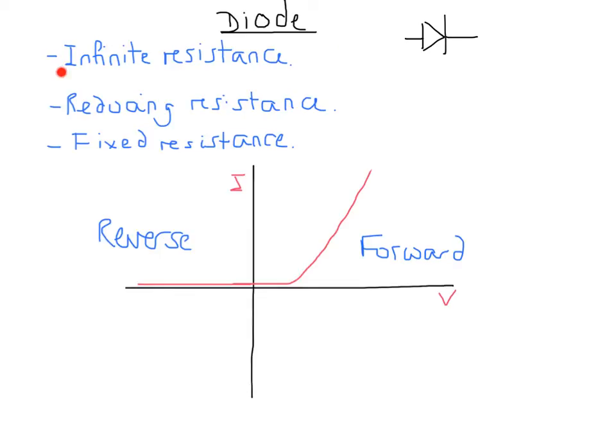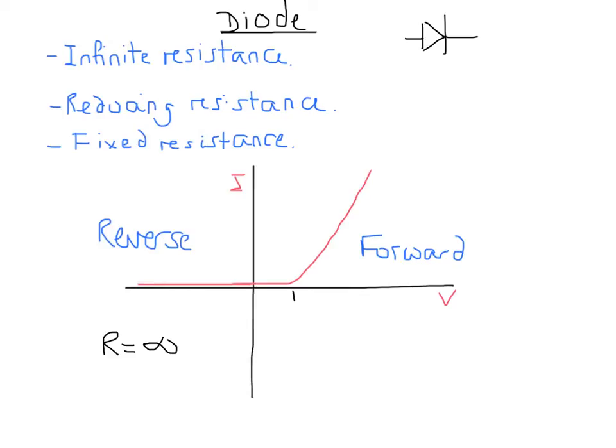So there's 3 distinct sections you need to know about for the diode. So the region of infinite resistance, the region of reducing resistance, and the region of fixed resistance. So this is your region of infinite resistance in the reverse bias zone. So there's nowhere in here in which there'll be a current flowing. It's an infinite resistance.